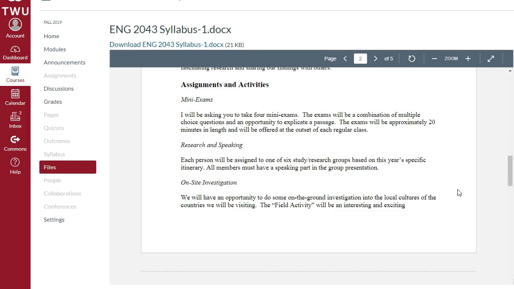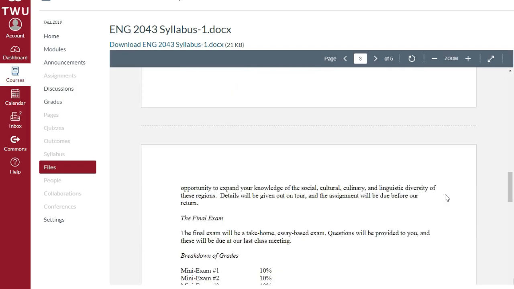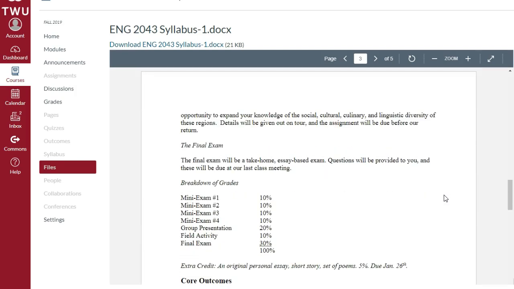All right. Major assignments are going to be mini exams. There's a research and speaking project for each of you. Then there'll be some on-site field activities while we're on the ground over there. I used to do a scavenger hunt. We'll do something different from a scavenger hunt because it sucks up too much time. But we'll be doing those kinds of things. And then we'll have a final exam. We have a mini exam each time we meet.